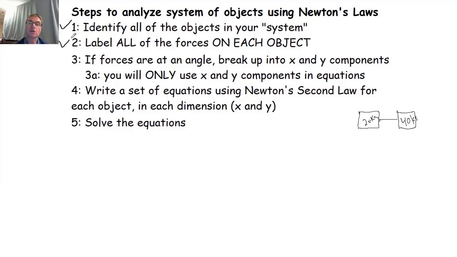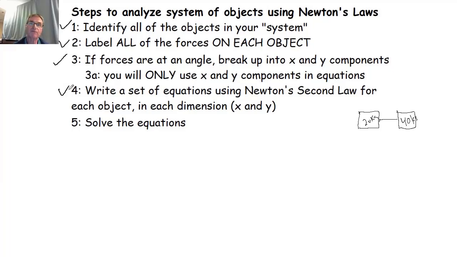Number 3, if the forces are at an angle, we need to break them up into their x and y components, because we only deal with forces that are either in the x dimension or in the y dimension. We do not deal with forces that are at an angle, so we will have to break them up. So that's number 3. Number 4, we're then going to write a set of equations using Newton's second law for each object, and we're going to have one equation in each dimension if needed. So if you have forces that are in the x direction and forces that are in the y dimension, we're going to need two sets of equations.